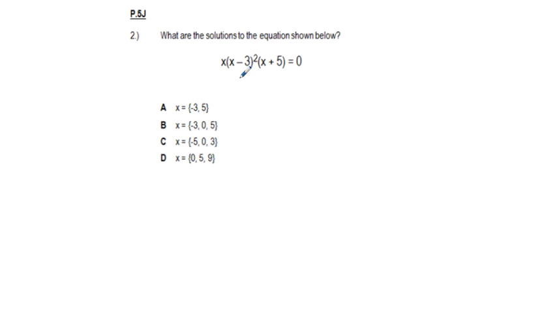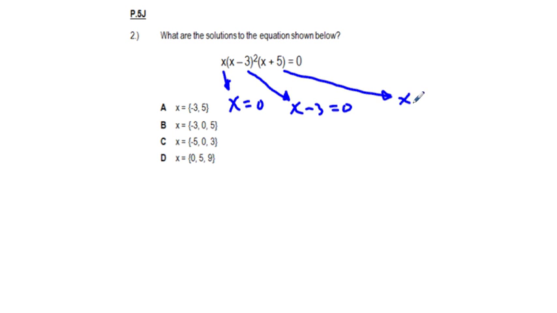Next problem: what are the solutions to the equation shown below? We can use the zero factor theorem. We set each of these factors equal to 0. So we have x equals 0, x minus 3 is equal to 0, and x plus 5 equals 0. Solving for x, we get x equals 0, x equals 3, and x equals negative 5. So negative 5, 0, and 3 are the correct zeros or solutions.